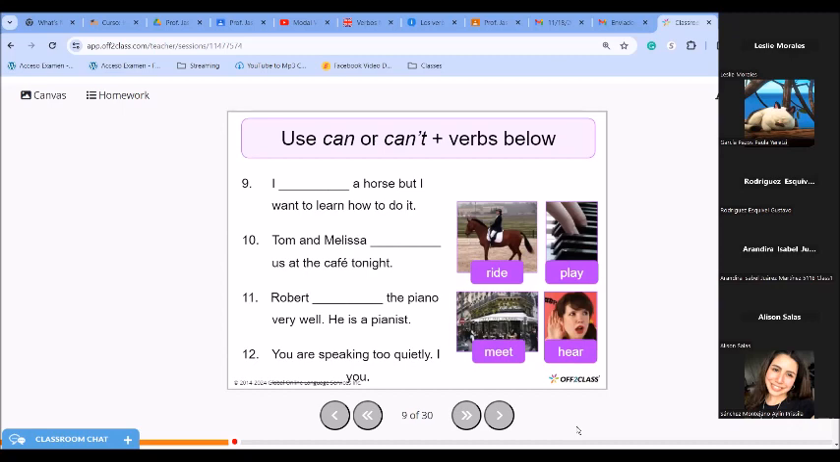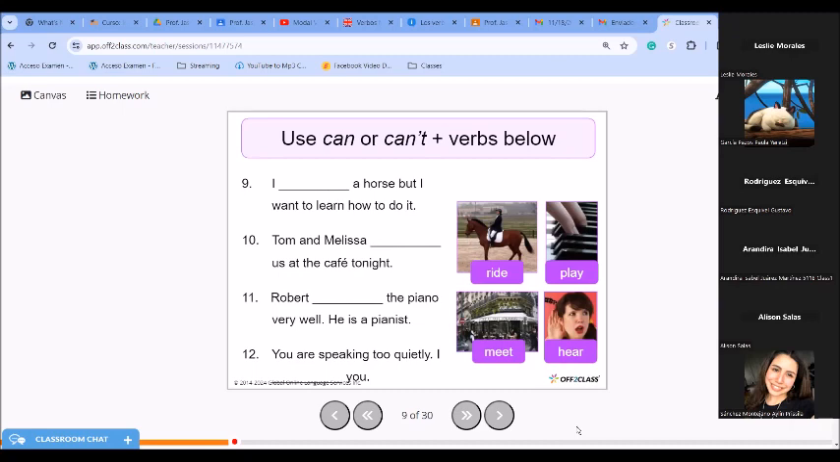Good. All right. Try one. Can plus one of the verbs. We have ride, we have play, we have meet, and we have hear. The first would be, I can ride a horse. Good. And the second one, number 10.